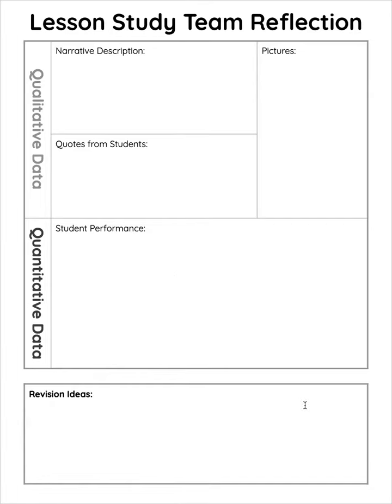And then this last section here is for revision ideas. So we want it first to be about just what happened and making sure we understand what happened. And then this little box here, spending time when you're still at the school site to say, if we were to do this again, I know we don't have the time to do it today, but if we were to do it again, here are some things that we would definitely revise, change, make better.